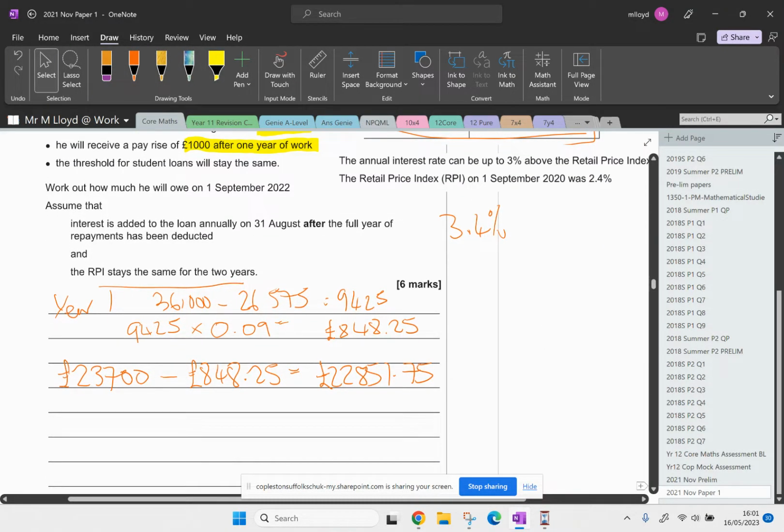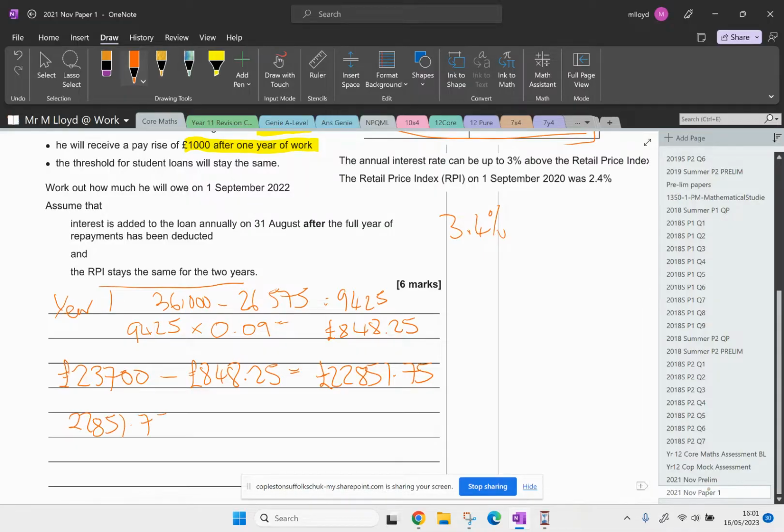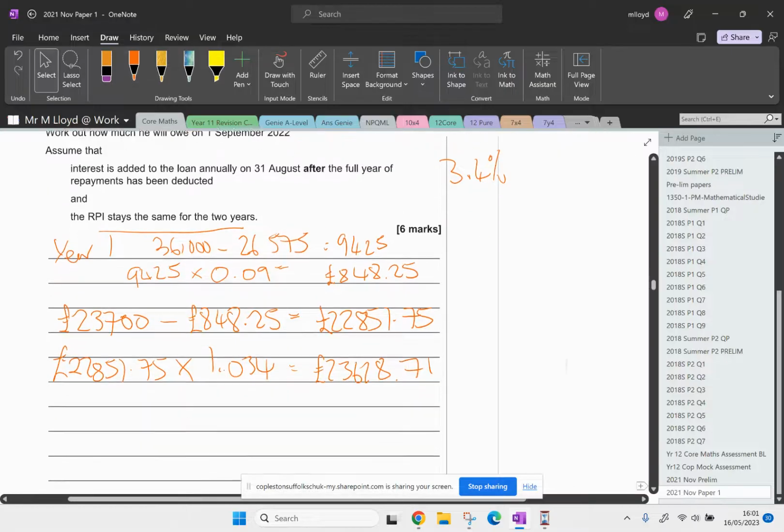So that is at 3.4%. So 22851.75. Going to multiply that by 1.034, which is 100% plus the 3.4%. And then that is turned into that decimal multiplier, 103.4% divided by 100. So let's multiply that now. £23,628, and I'm going for 71 pence because it's 7.095, so I'm going to round that.